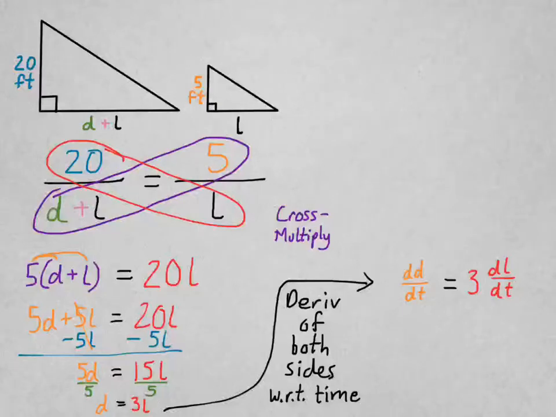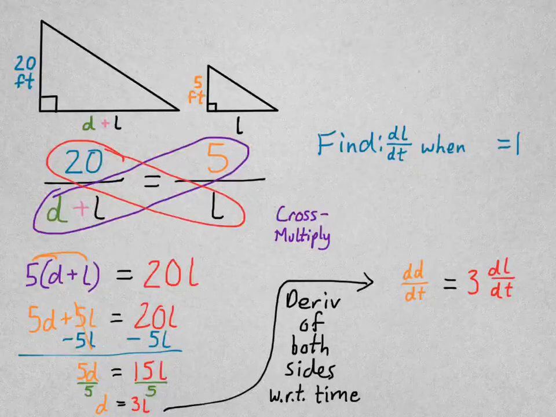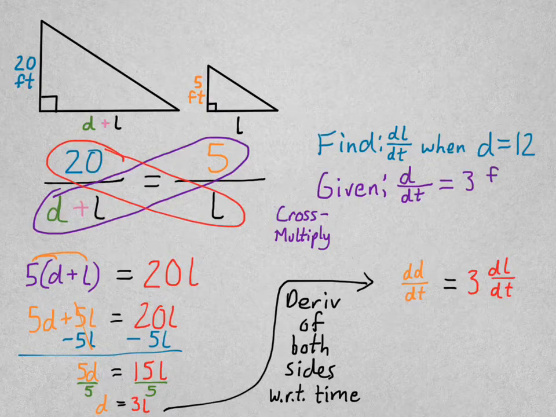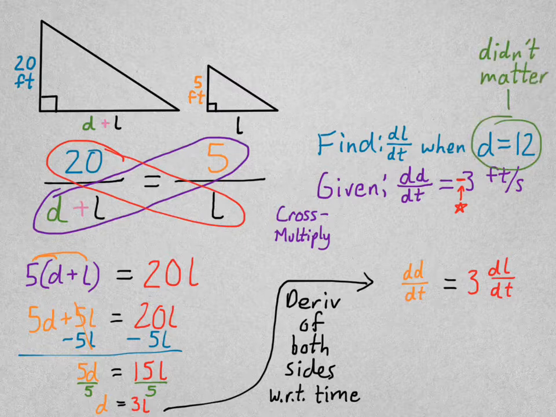I'm now at the point where I can plug in. Great. Going back to the information which we had before, I have what I'm trying to find, which is dl/dt, and what I'm given, which is that dd/dt is negative 3 feet per second. Notice here that the d equals 12 didn't actually matter at all. Sometimes it will matter, a lot of times it will, but in this case it didn't. That d doesn't even appear in my equation for me to plug it into.